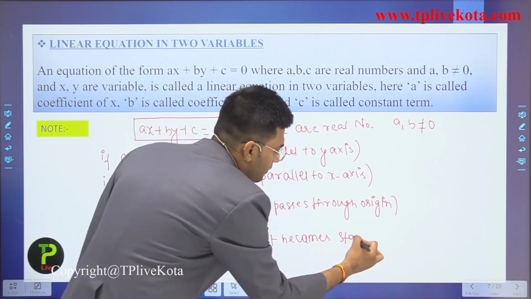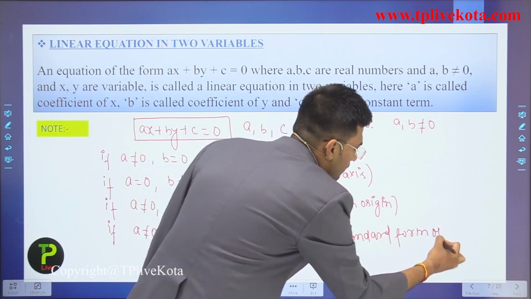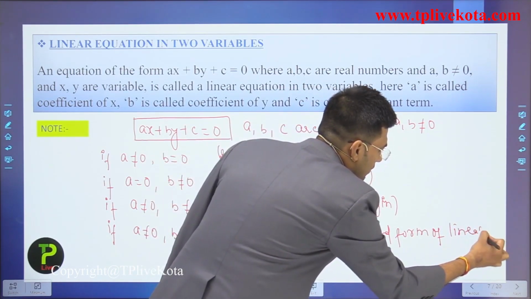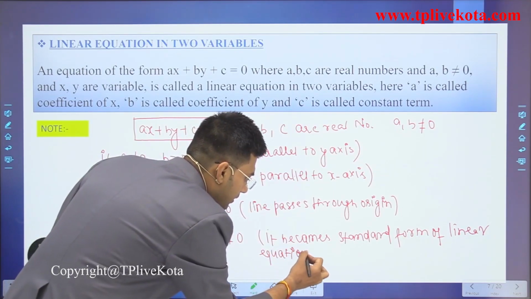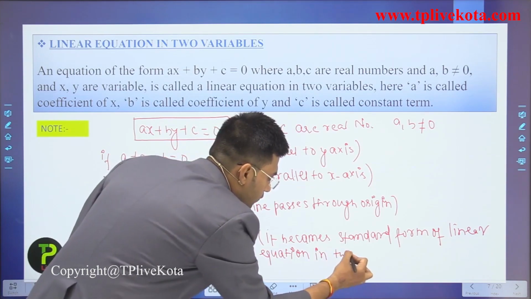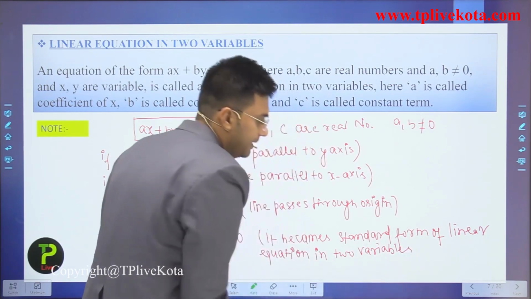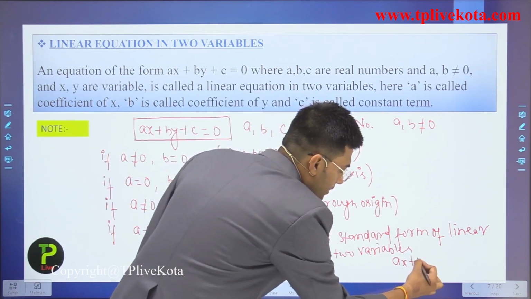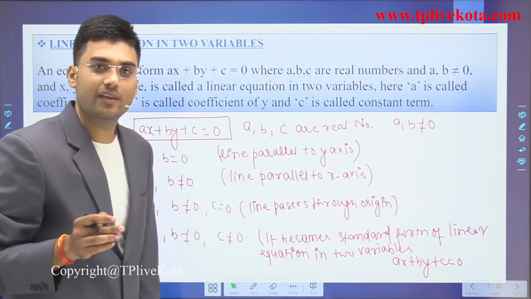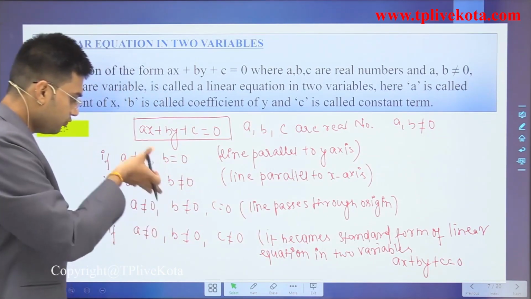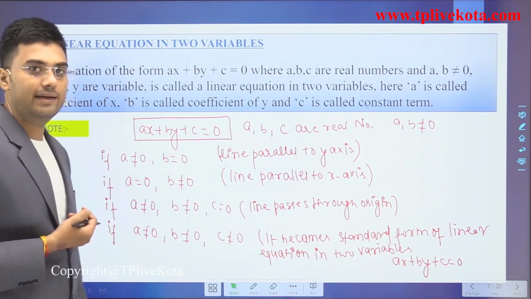the standard form of a linear equation in two variables, that is ax plus by plus c equals 0. Clear? I hope you understand all these four cases. Now after these cases, let's move to the next slide.